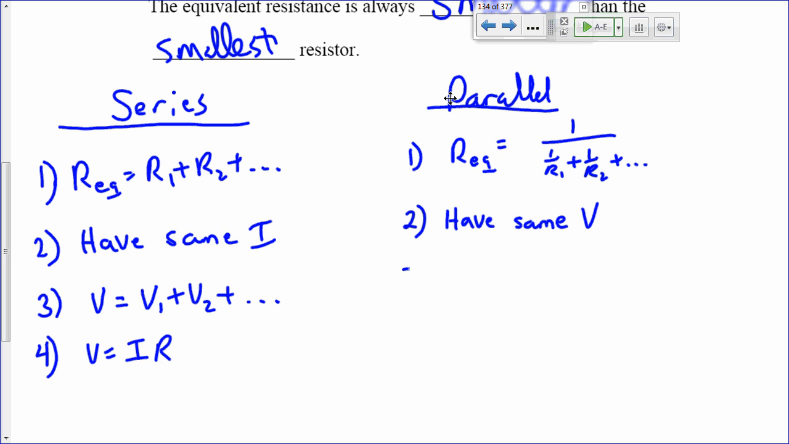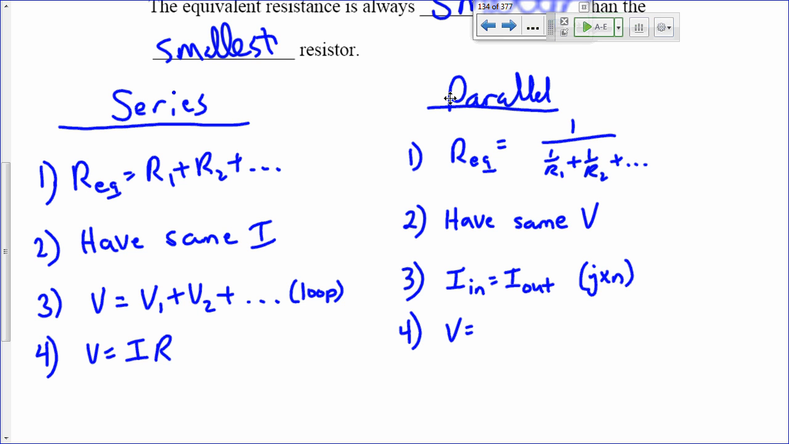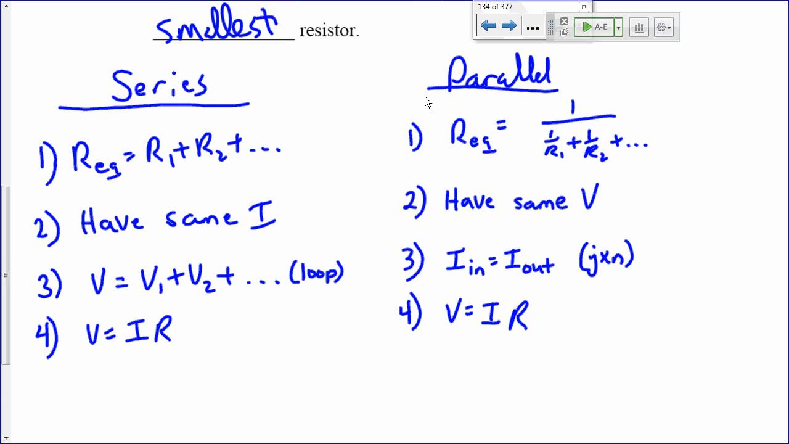The third is that I in equals I out. By the way, this rule is called the loop rule, and this rule is called the junction rule. We'll use those a bit more. Collectively, those are called Kirchhoff's rules, which we'll see later. And then finally, Ohm's law also applies: V equals IR. So those are the basic rules for series and parallel circuits.